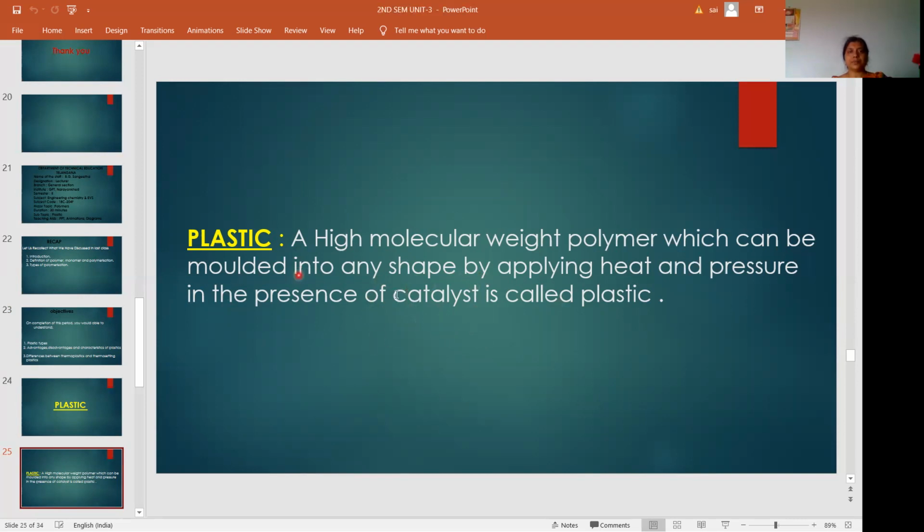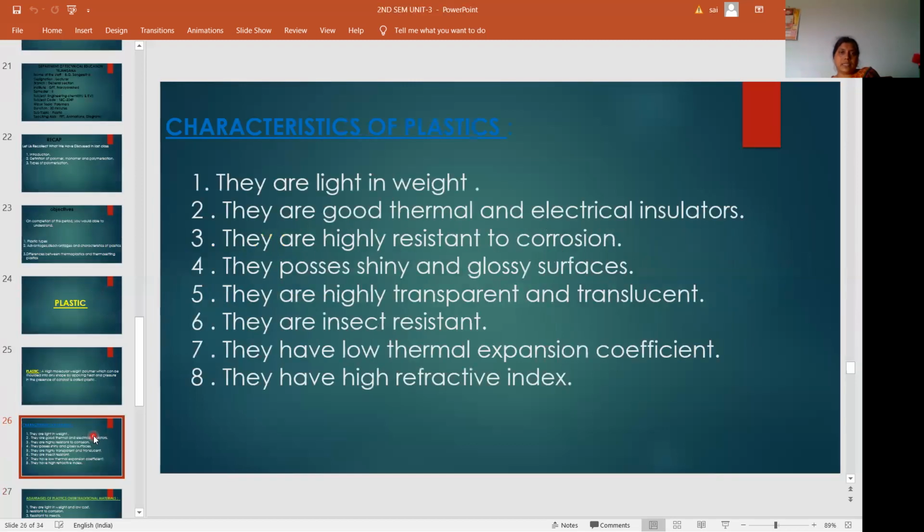To prepare it, we will use a catalyst. So it is a high molecular weight polymer which can be molded into any shape by applying heat and pressure in the presence of a catalyst, and that is called plastic. Next we come to the characteristics of plastics.